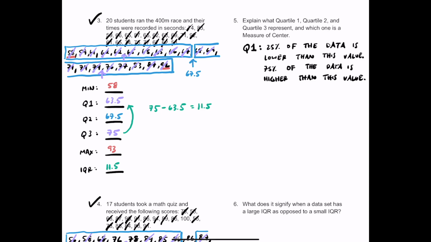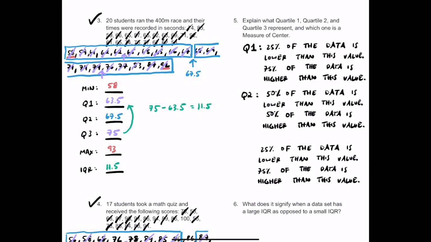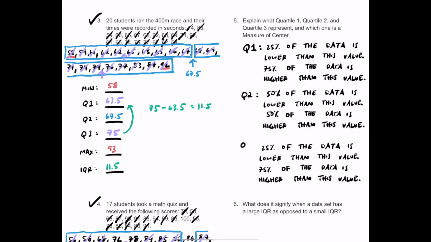Okay, for Q2, let's save a little bit of time here. It's a lot of writing. For Q2, what's a little bit different is this is also the median, right? So this is saying that 50% of the data is lower and then 50% of the data is higher. And finally, what does Q3 represent? Q3, the third quartile. What we're saying about that one is it's just kind of flipped, but 75% of the data is lower than this value, and then 25% of the data is higher than this value.